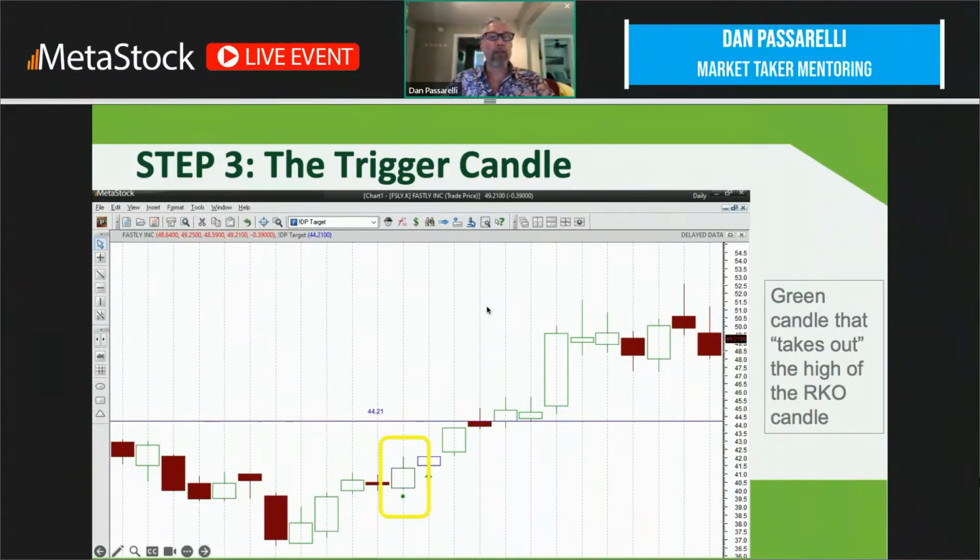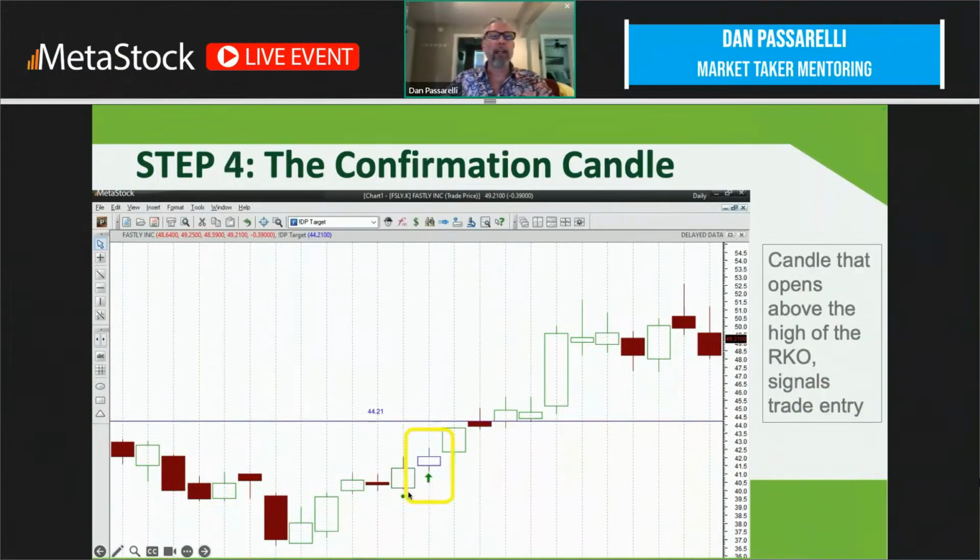Step 3, if this pattern keeps playing out, is what we call the trigger candle. That is the candle that takes out the high of the RKO, which basically means that at some point it trades above the high of the RKO candle, which you can see this one did. And then finally, if this pattern comes to fruition, we see the confirmation candle, which is a candle that simply opens above the high of the red candle.